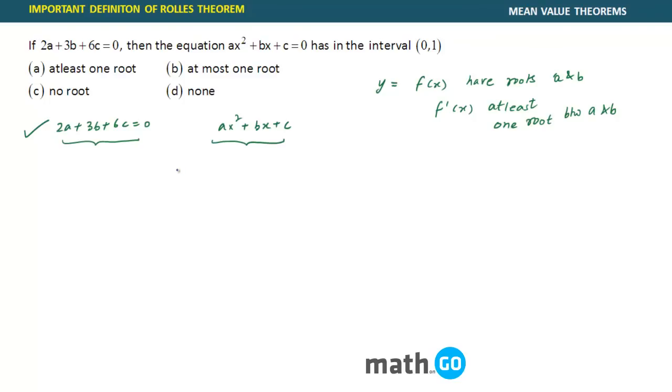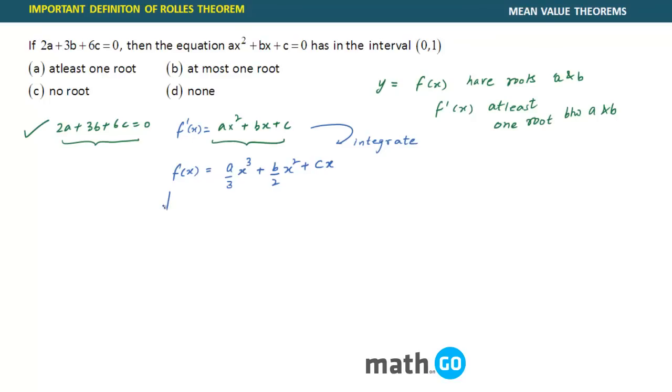Let's say I take a function f(x) = (a/3)x³ + (b/2)x² + cx. Then this will become f'(x). If you differentiate this function, you will get this. Some of you may be wondering how I took this function: I just integrated without taking any constant. The derivative of this function becomes this.